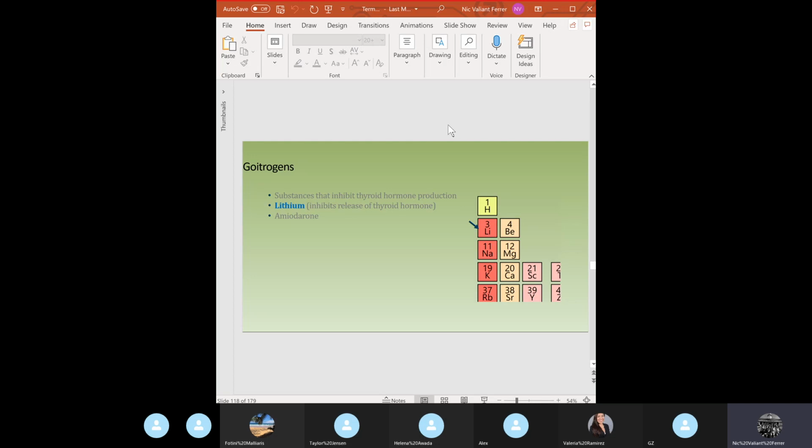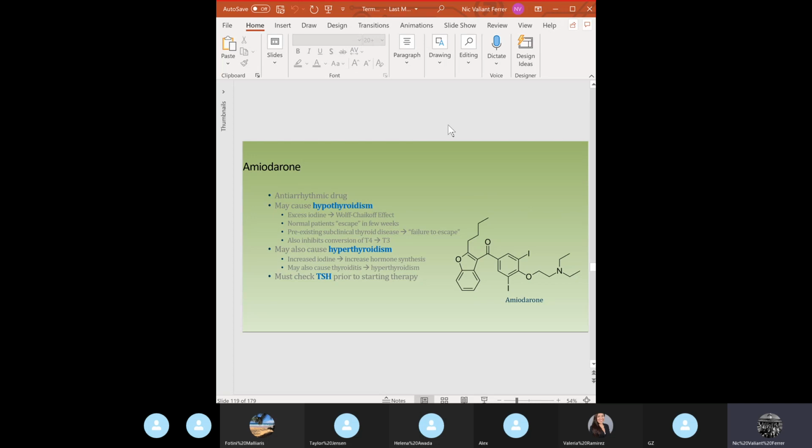So there are substances that inhibit thyroid hormone production. One of them is lithium, which inhibits the release of thyroid hormone, and another one is amiodarone. Now, amiodarone causes hypothyroidism. So if I have excess iodine, what happens to the production of my thyroid hormones? Would it increase or decrease?